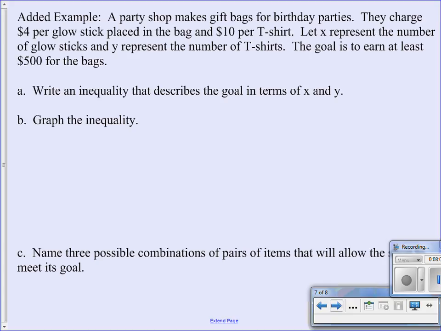Now for your story problems, it's going to be more about setting up the problem than anything else. So a party shop makes gift bags for birthday parties. They charge $4 per glow stick placed in the bag and $10 per t-shirt. X is going to be the number of glow sticks, and Y is going to equal the number of t-shirts. Your goal is to earn at least $500 for the bag. So let's write an inequality. Well, it's $4 per glow stick, which is X, and $10 per t-shirt, which is Y. And I want to earn at least $500 for the bag. That's a greater than or equal to.